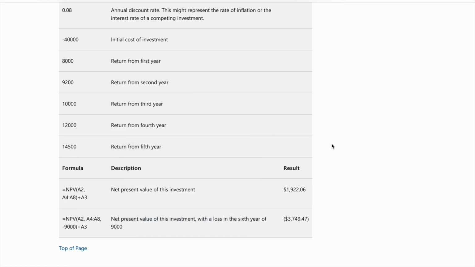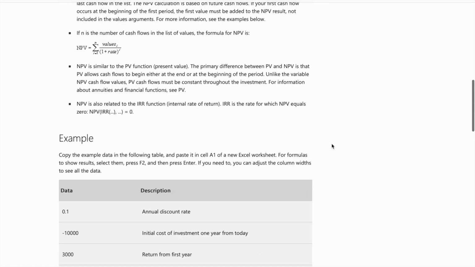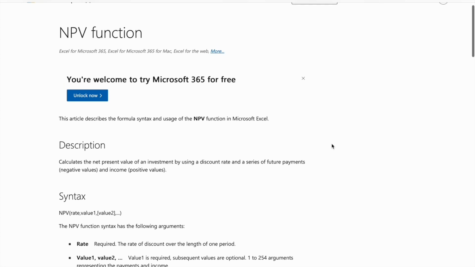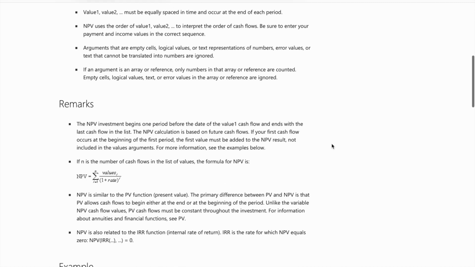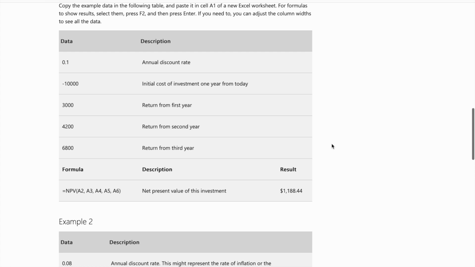And these are the two examples which we explored to understand the net present value function in Microsoft Excel. And that's it for this video.